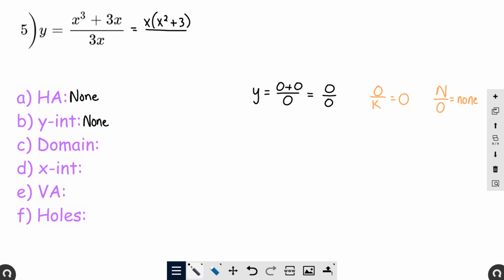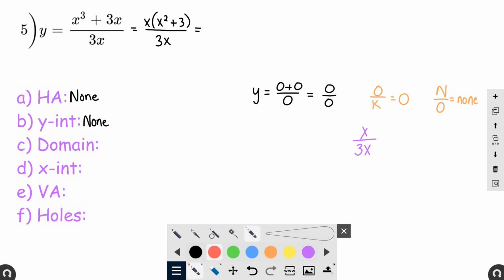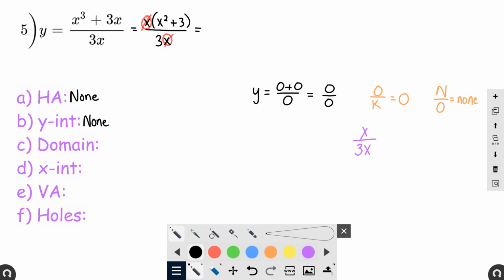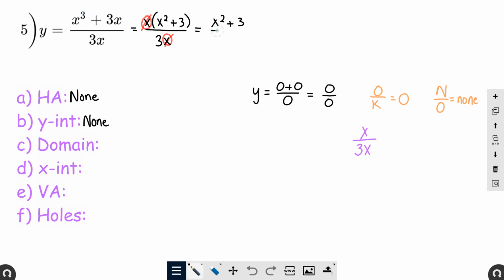Can I factor that denominator? No. Can I simplify? Yes, you can. Let's look at, I'm just going to pull this to the side so that way you can see it better. If I ignore the parenthesis, it's x over 3x, right? All of that's multiplying. So can I reduce this or cancel something out? The x's, that's right. So on this particular problem, this x and this x can cancel out. So I'm left with x squared plus 3 over 3.